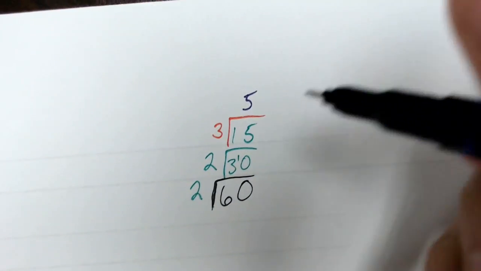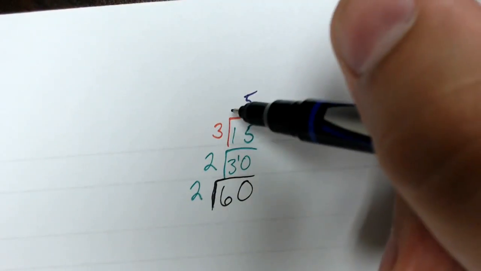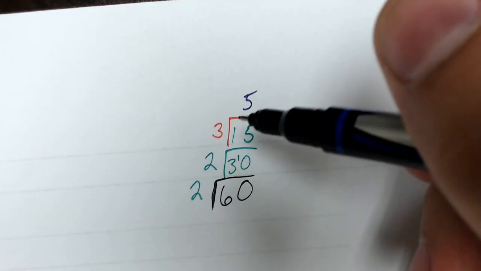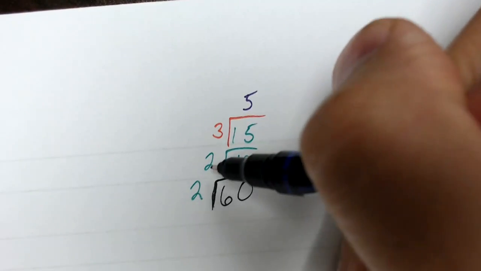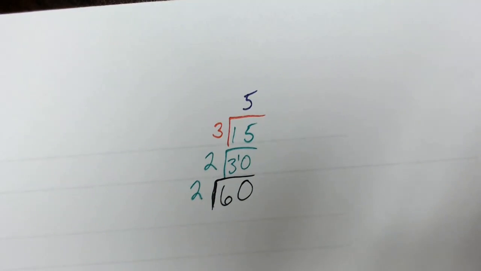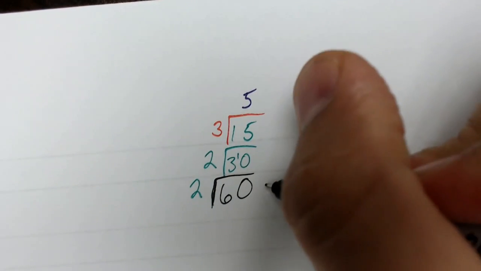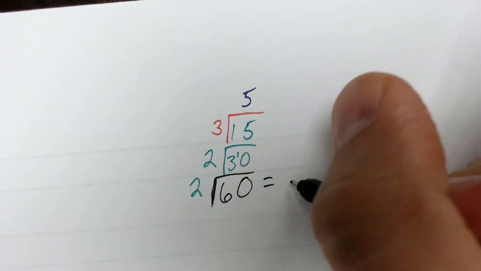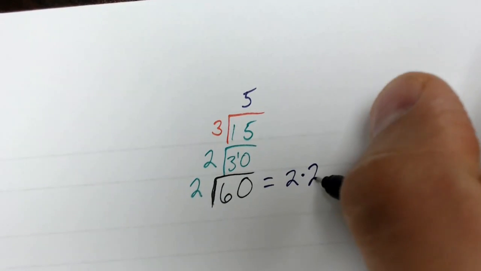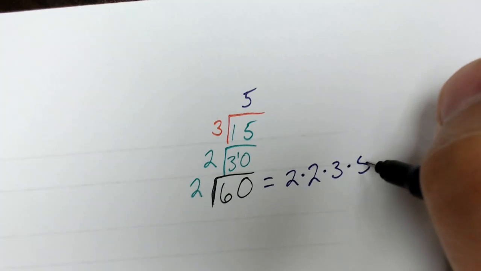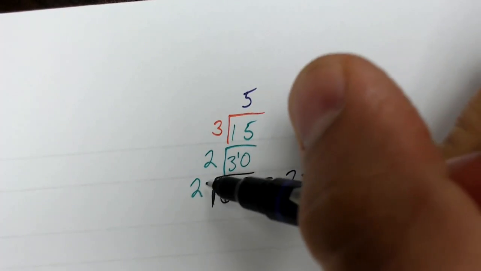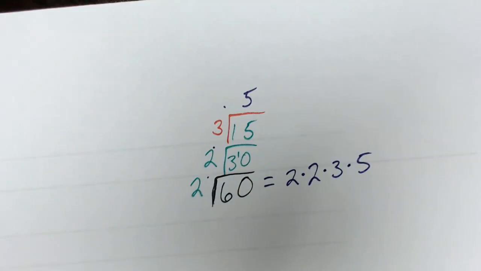The way a division tower works is you divide by prime numbers until you end up with a prime number on top of your tower. What this tells me is that all of these numbers outside the tower are my prime factorization. So the number 60 can be rewritten as 2 times 2 times 3 times 5. So right there, 1, 2, 3, and 4 numbers.